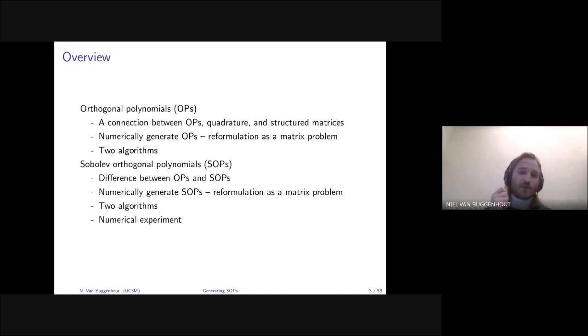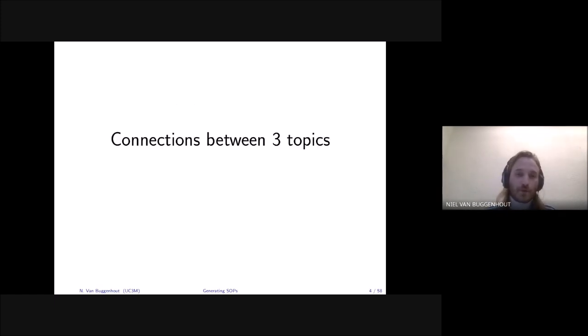Then, when these connections are clear, we will generalize them slightly and show some new results which link some of these things to Sobolev orthogonal polynomials. I will stress the differences that we have to make between orthogonal polynomials and Sobolev orthogonal polynomials. Then we will numerically generate these Sobolev orthogonal polynomials, again by reformulating as a matrix problem, propose two algorithms, and look at a numerical experiment.